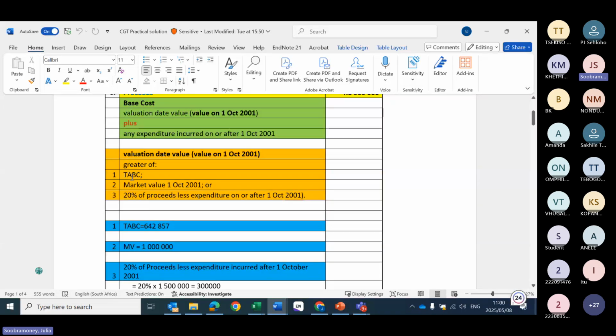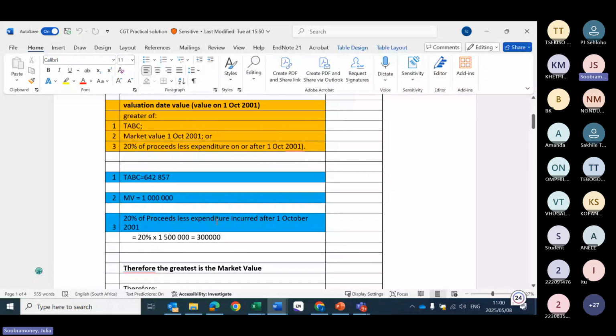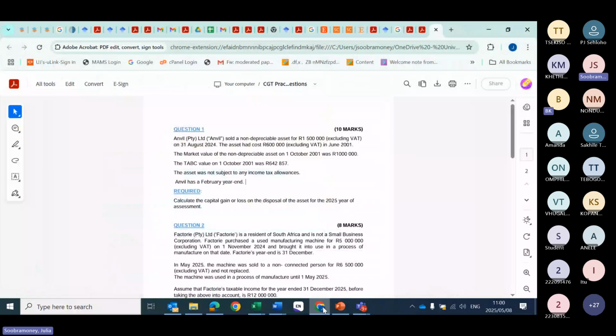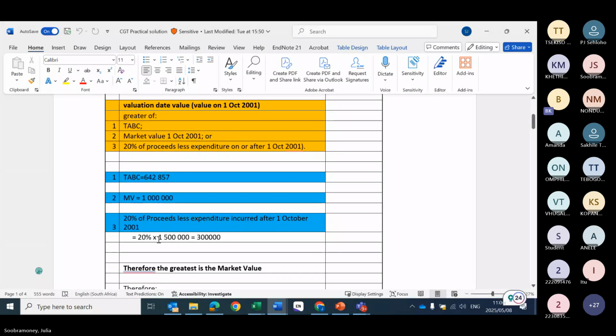And then the third one I need to calculate. Was there any expenditure after 1 October 2001? Well, let's go back to this question. Nowhere did it say that I had an improvement done to the asset, right? So there's no improvements. So I'm going to say proceeds of 1.5 million multiplied by 20% to give us 300,000. Now you need to tell me which one is the greater. Which one would you use? TABC, market value, or 20% proceeds? Which one would you use? Market value. Market value, correct.